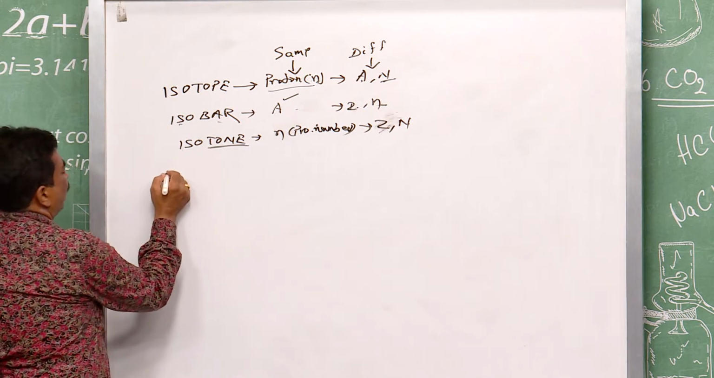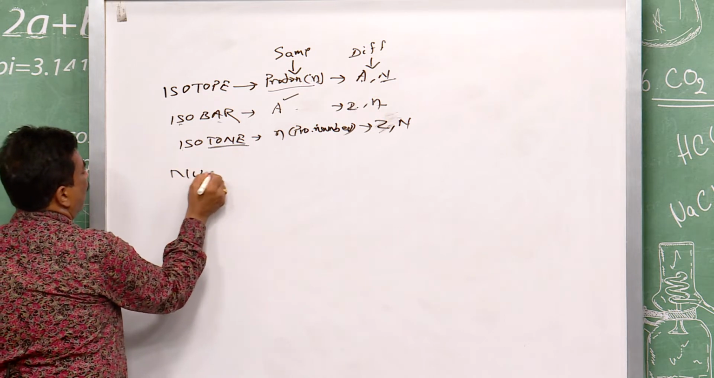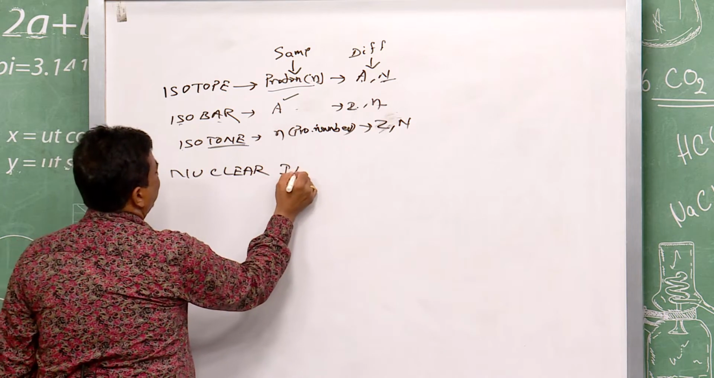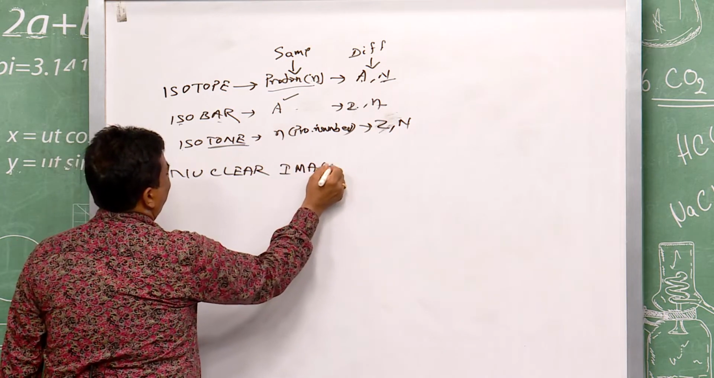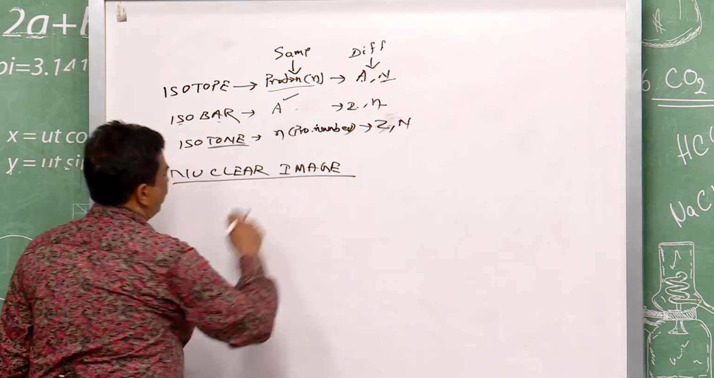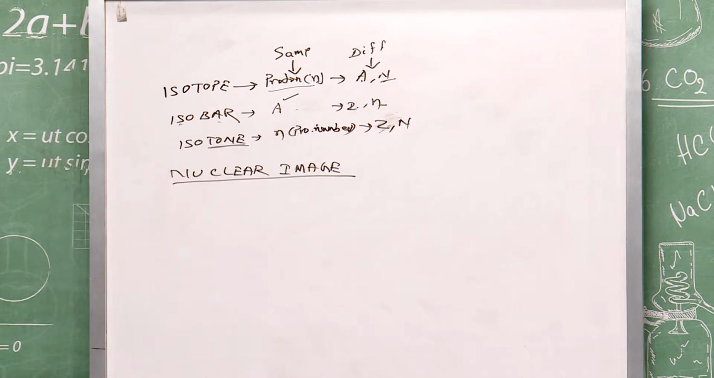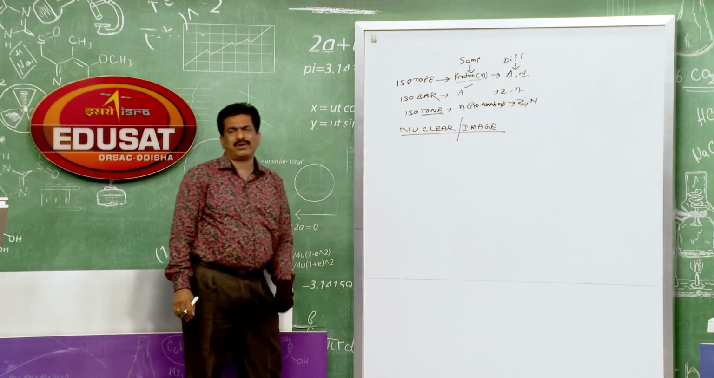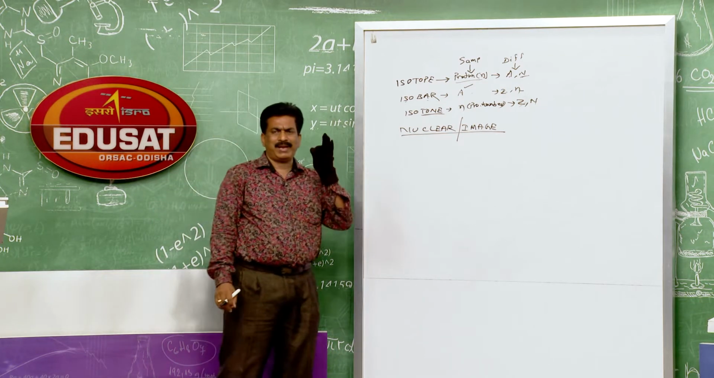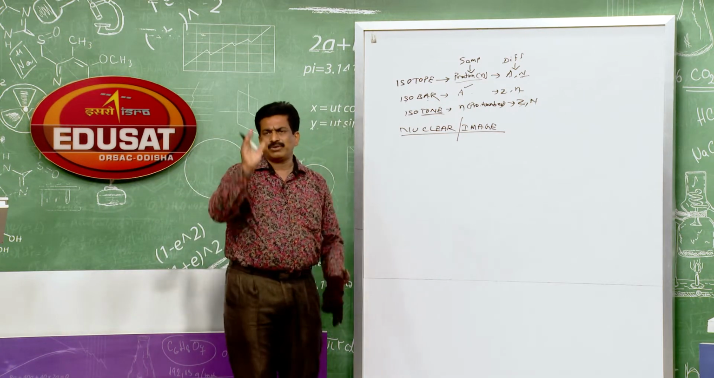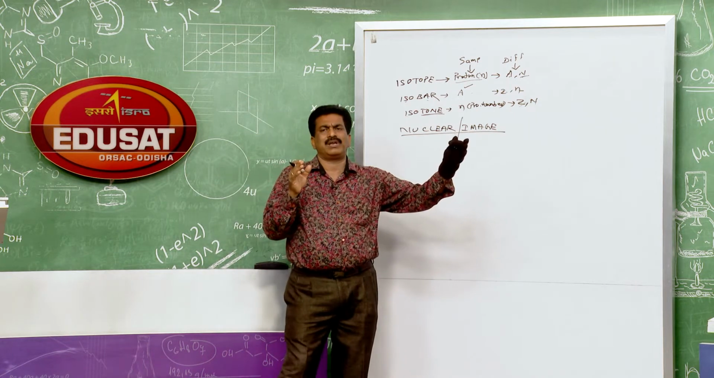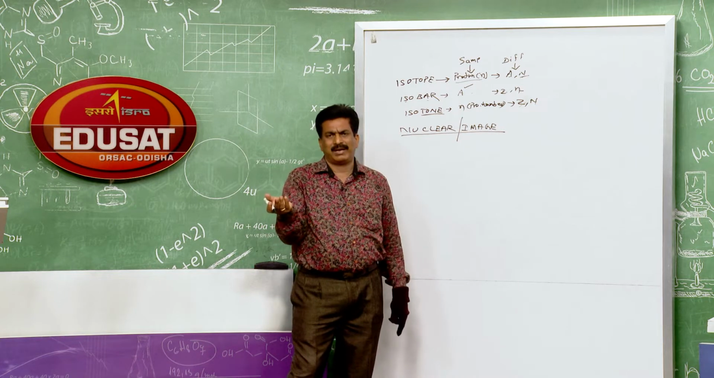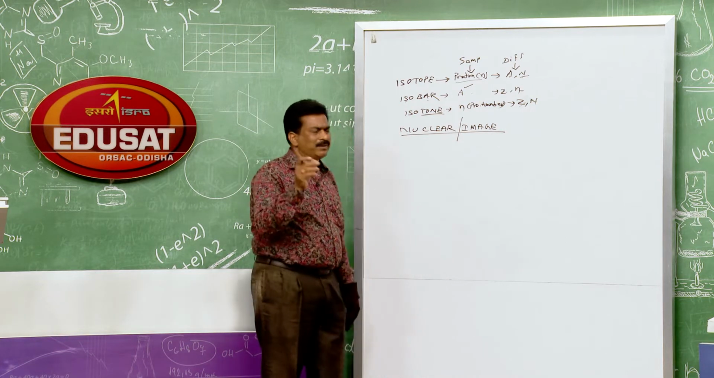Today we are going to discuss the nuclear image. So what do we mean by image? When you look at a plane mirror, if you raise your right hand, it looks like your left hand. If you raise your left hand, it looks like your right hand. That is the characteristic of the plane mirror, you know.